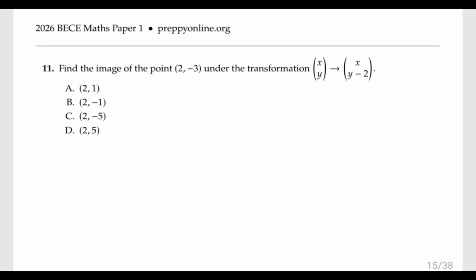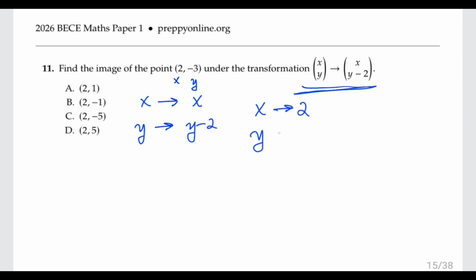Question 11. Find the image of the point (2, -3) under the transformation (x, y) goes to (x, y - 2). This means that whatever the value of x is, the new value remains x. And whatever the value of y is, it becomes y minus 2. So in the case where our x is 2 and our y is minus 3.